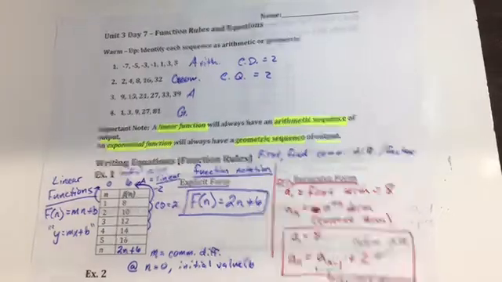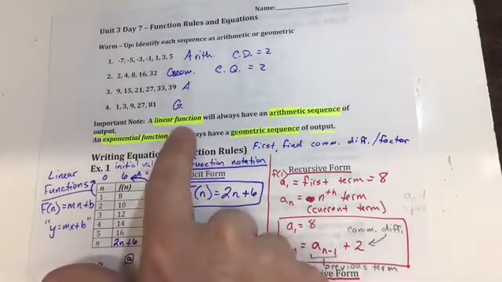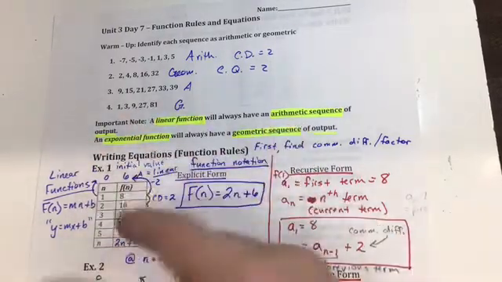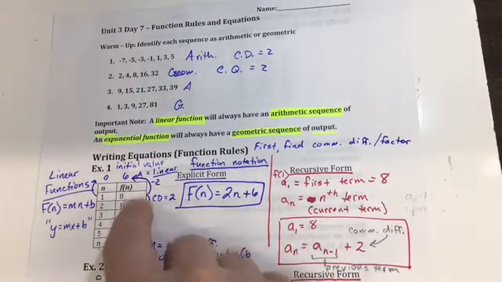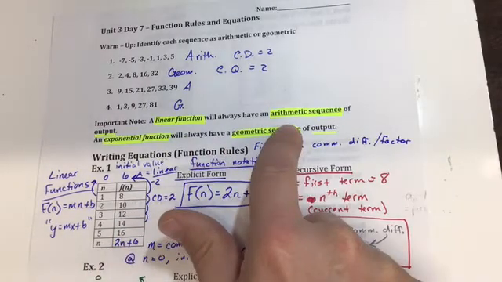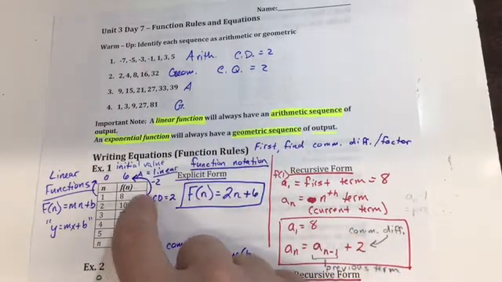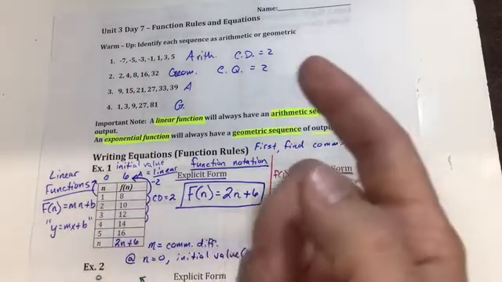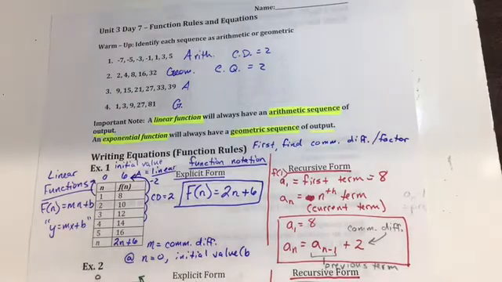And in class, we talked about that if we have a linear function, that means it has an arithmetic sequence of output. So on the output side of our charts, if we notice that there's an arithmetic sequence, remember arithmetic sequence means we have a common difference. You add or subtract to get each new term. If that's the case, it's linear. And we can always write linear functions in this form.